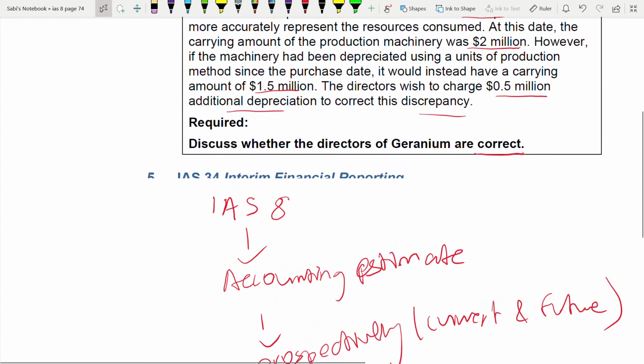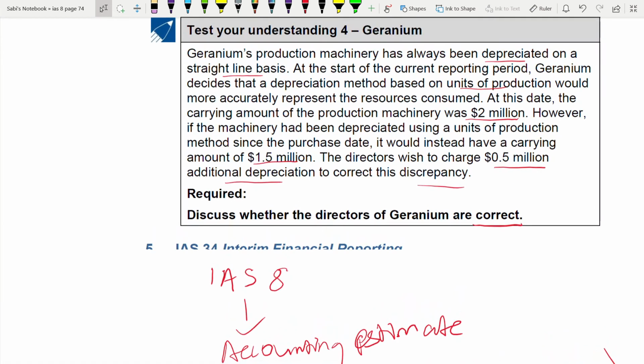So in this case, if you are telling the director is correct, then my dear friends, you have a lack of understanding in this knowledge. You have to go back and revisit IAS 8. And if the ones who are saying this is incorrect, okay, clap for yourself. You have understood where you are heading. It is incorrect. The correct answer is this is incorrect. You have to write it. The director is incorrect, and you have to explain reasons why it is incorrect.